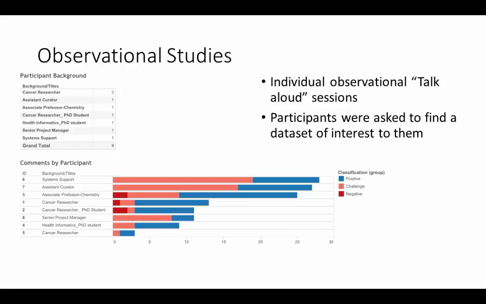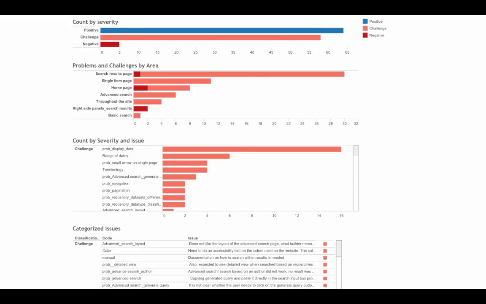Based on that, we went in and coded a lot of the information. You can see here in this first round, there were 8 participants. We did some broad classification of the issues along positive, challenges, and negatives. You can see what kinds of things each type of person came up with. Then we coded it further, so we had challenges by area, and this gives a summary here, and then counts by severity and issue.